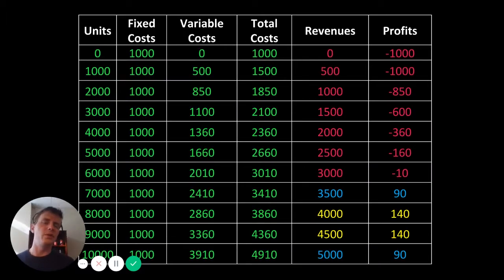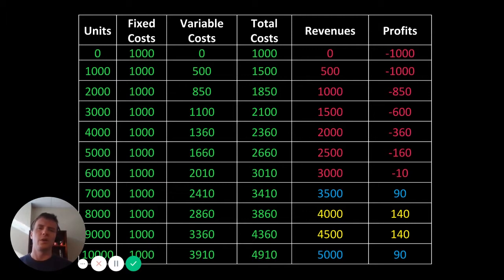So let's redo this graph. We don't have to redo the first four columns, but we do have to redo revenues and profits, and that's because our price has changed. Instead of 60 cents per unit, now we get 50 cents per unit. So revenues at every line are just equal to the number of units of production times 50 cents.